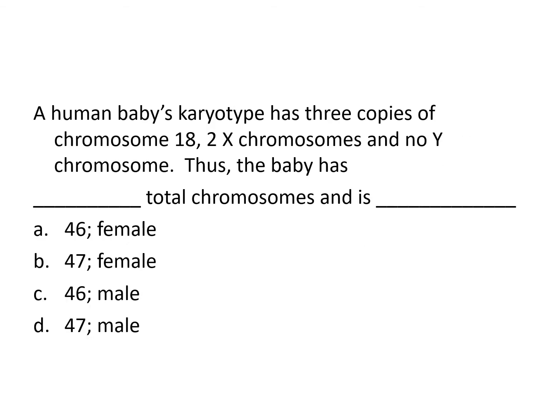Okay, here's a few questions about karyotypes. A human baby's karyotype has 3 copies of chromosome 18, 2 X chromosomes, and no Y chromosome. Thus, the baby has blank total chromosomes and is blank. A, 46 female, B, 47 female, C, 46 male, D, 47 male. Okay, so the answer is B, right? Right.